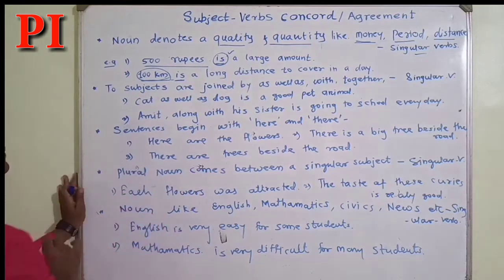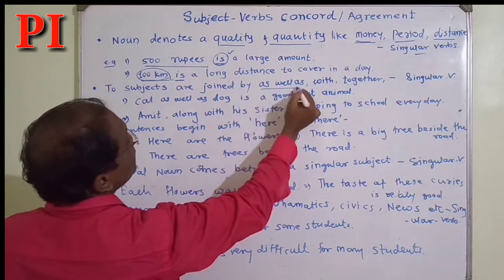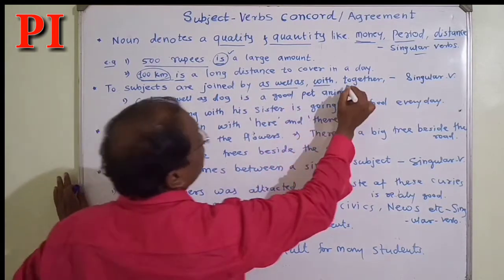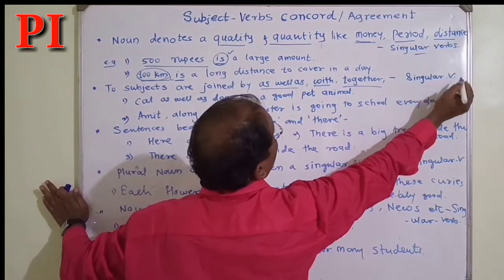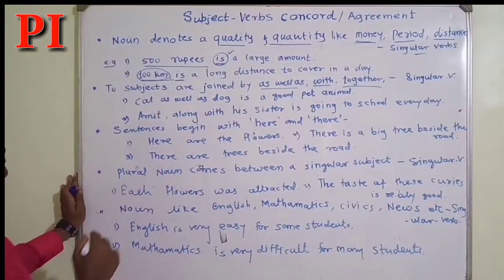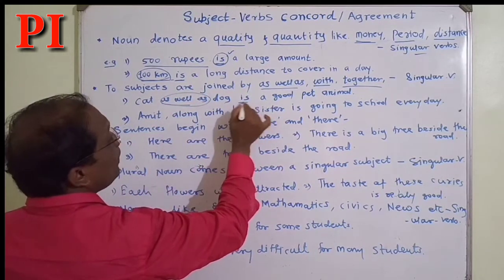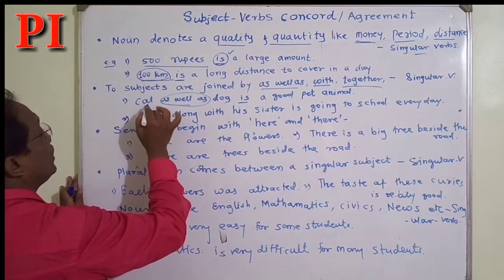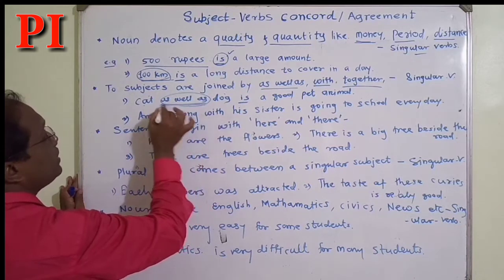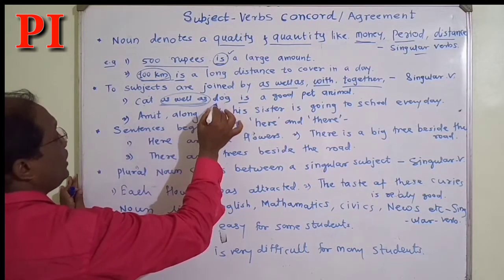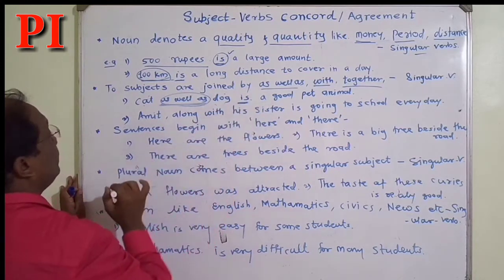Then second rule: when two subjects are joined by as well as, with, or both, together, at that time we should use a singular verb. Let's see the example. Cat as well as dog is a good pet animal. Here two subjects, cat and dog, are joined with the connector as well as. Therefore we use is, a singular verb.